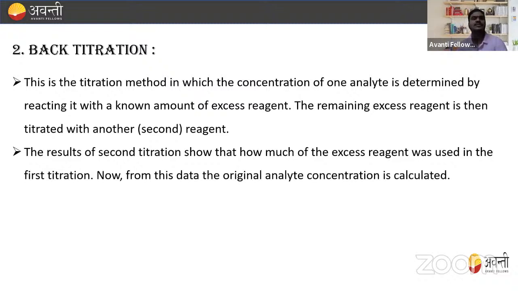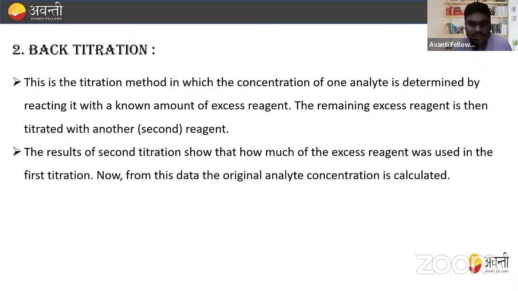First of all, this is the titration method in which the concentration of an analyte is determined by reacting it with a known amount of excess reagent. The remaining excess reagent is then titrated with a second reagent, right? The result of the second titration shows how much of the excess reagent was used in the first titration.